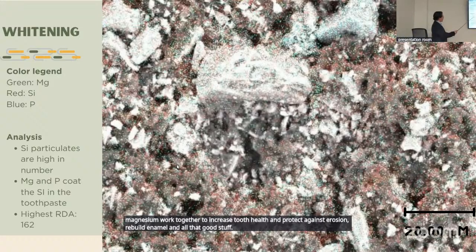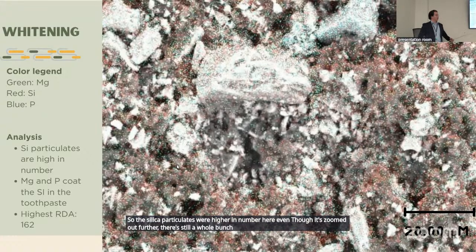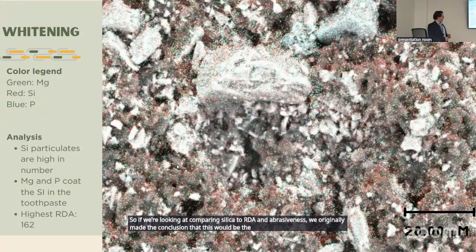So the silica particulates were higher in number here. Even though it's zoomed out further, there's still a whole bunch of red we noticed. And based on our research, it does have the highest RDA value at 168.2. So if we're looking at comparing silica to RDA and abrasiveness, we originally made the conclusion that this would be the most abrasive or have the most silica.